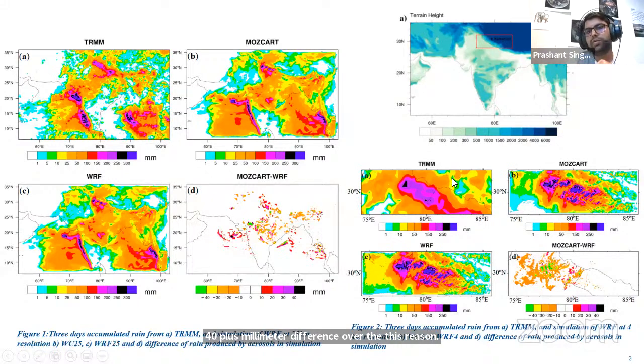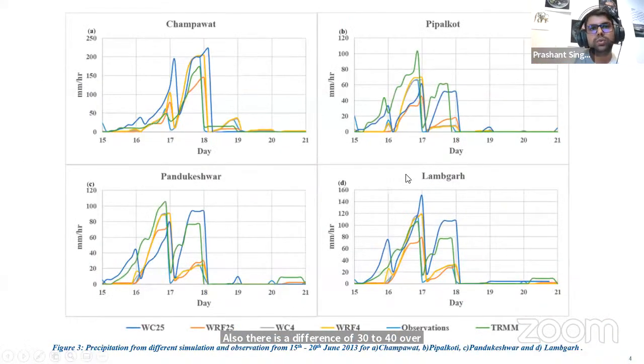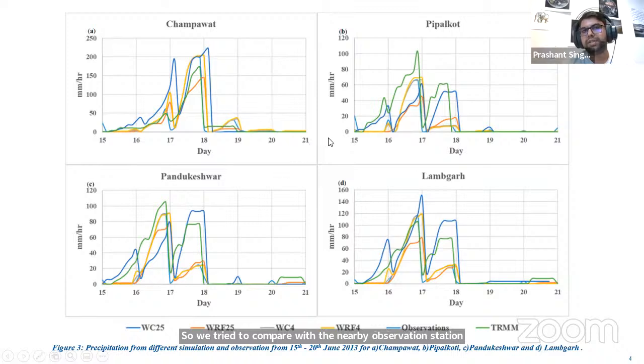And when we see over the convection resolving scale, you can find a similar result. There is also a difference of 30 to 40 millimeter over that region. So we tried to compare with the nearby observation stations. There we found 4 to 5 stations near the Kedarnath place.